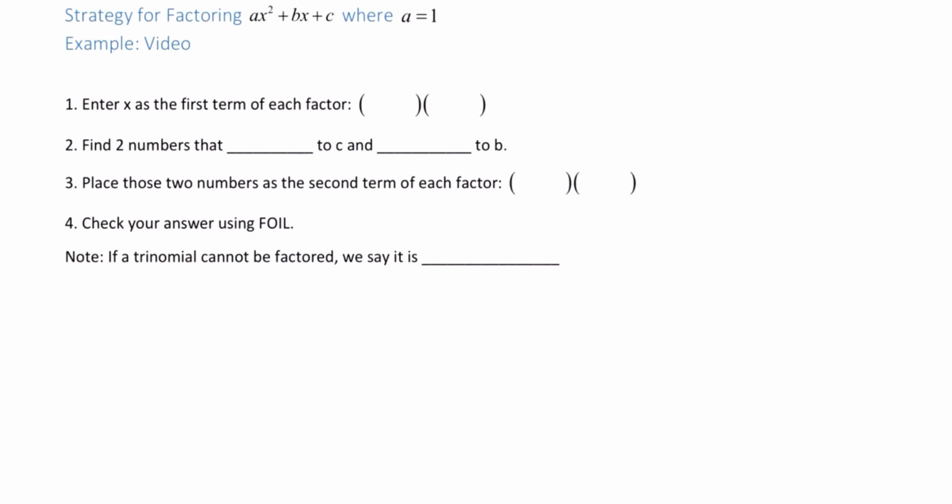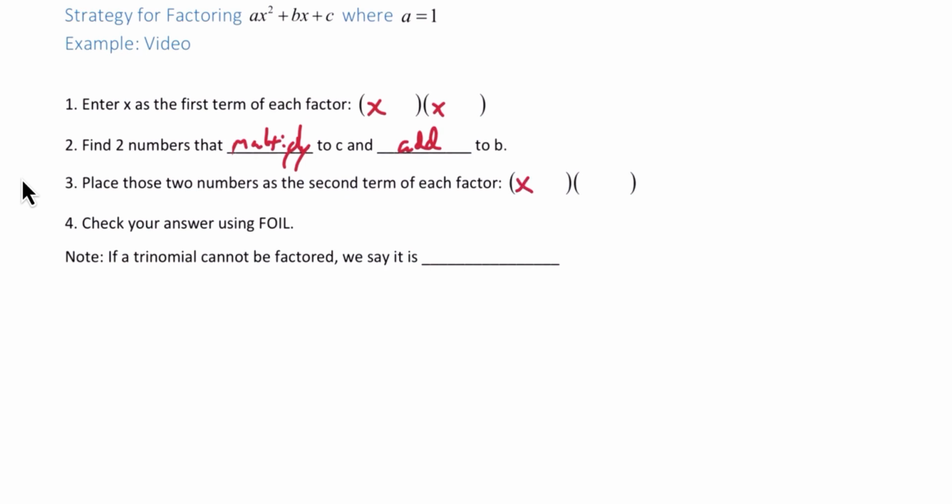Strategy for factoring quadratics of the form ax squared plus bx plus c when a is equal to 1. First, we have two sets of parentheses, and we will put an x at the beginning of each. Next, we want to find two numbers that multiply to the c value and add to the b value.